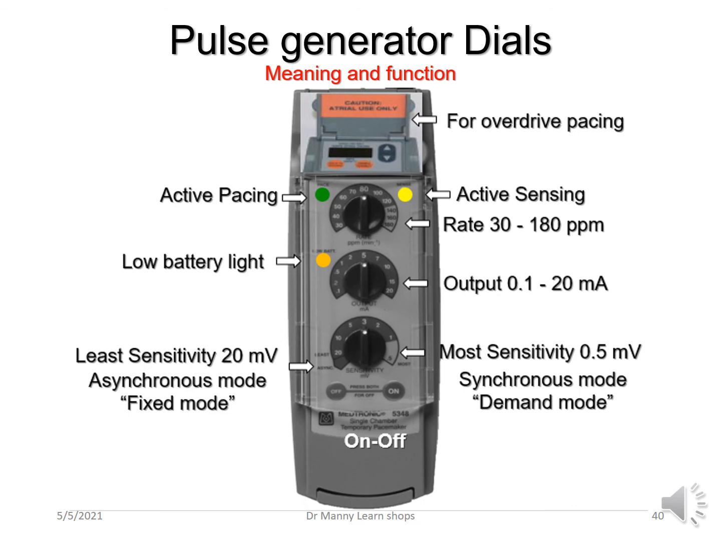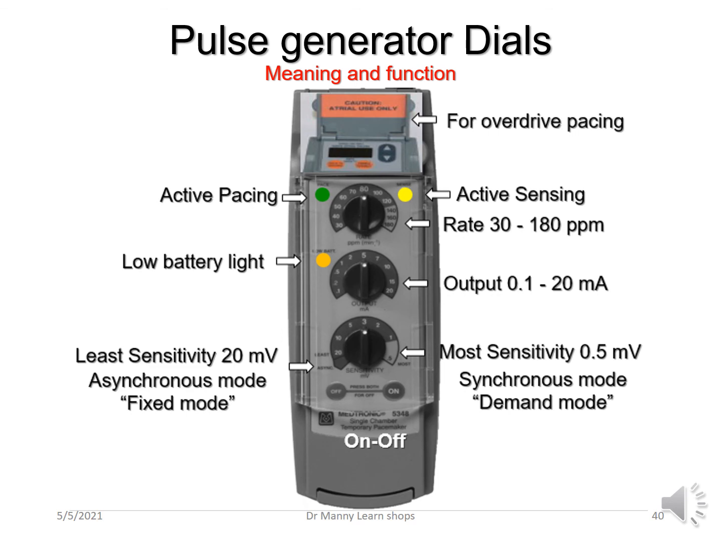And by being on 0.5 millivolts, it's in the demand mode. It's in the synchronous mode, and it will only typically help if required. When you've got the least sensitivity, 20 millivolts, or as it indicates on your pulse generator there, asynchronous, it's the least sensitive. So look at the figure, 20 millivolts. You would assume that it would be the most sensitive, but it's not. 20 or asynchronous mode means fixed mode pacing, which means the pacemaker will just do what it wants to do according to the settings. This is like a control mode.